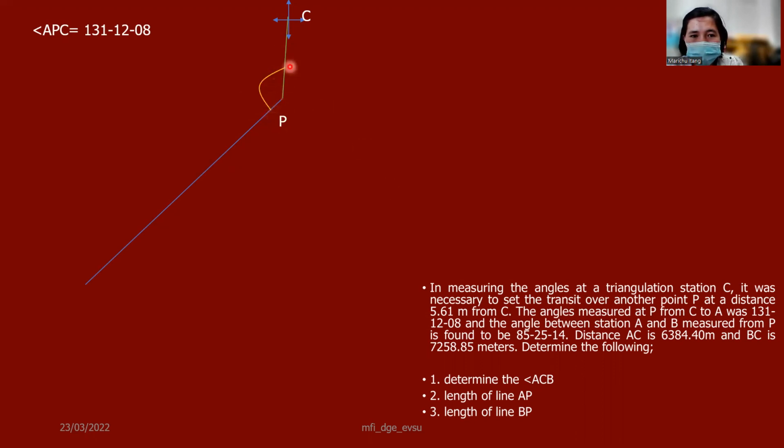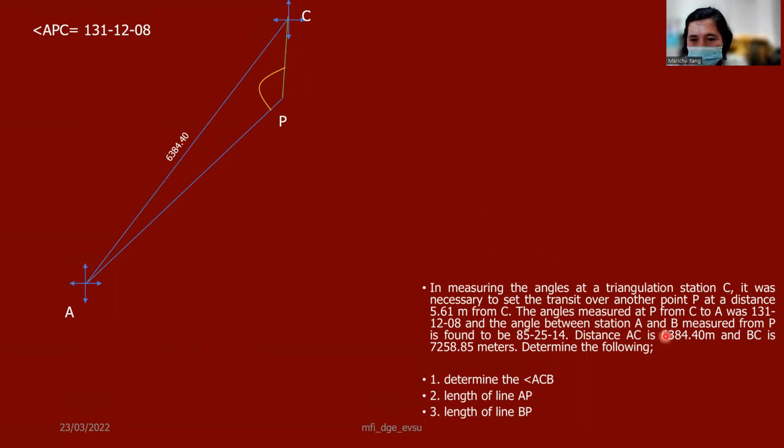And then the distance of A to C, let's say this is A. The distance from C to A, given naman, is equivalent to 6384.40 meters. Okay, so what's next? We have another given, the angle here.